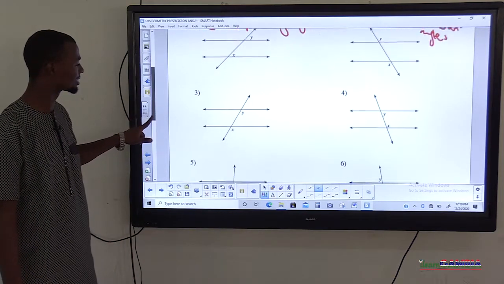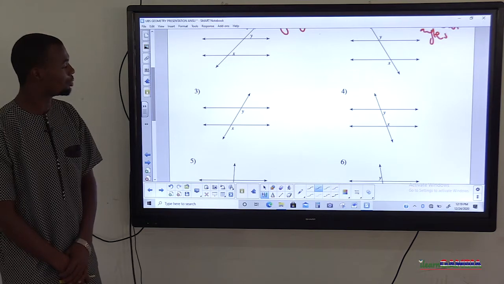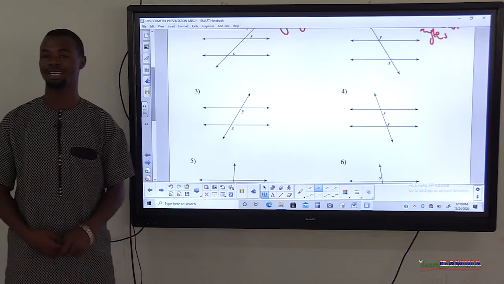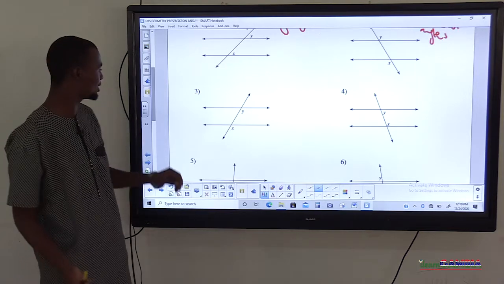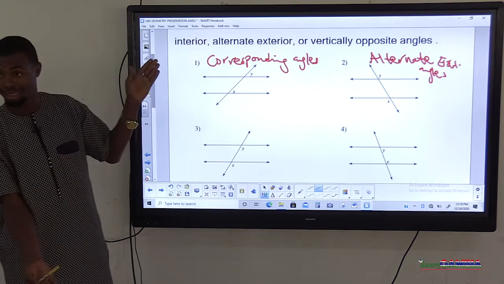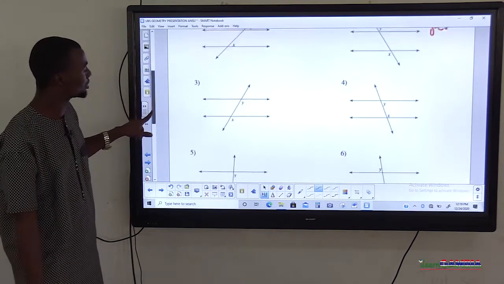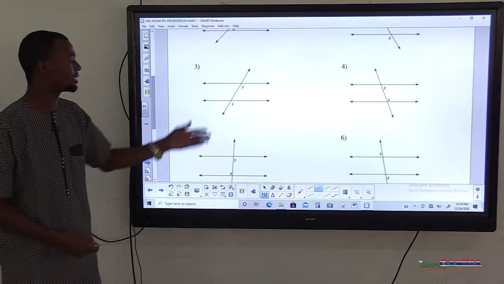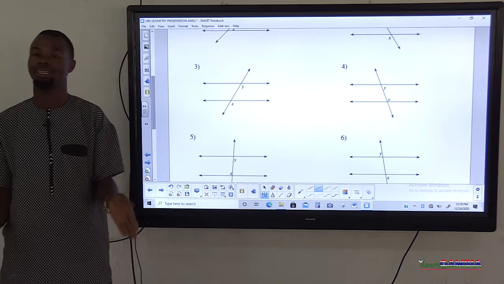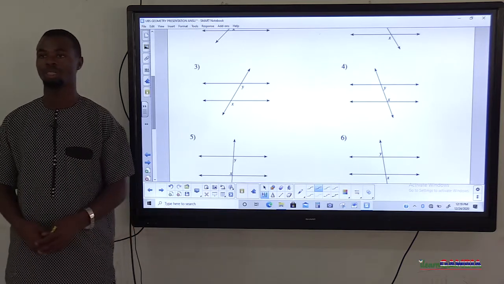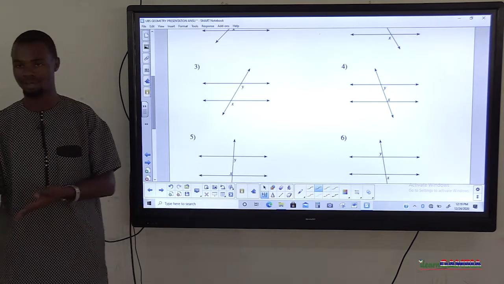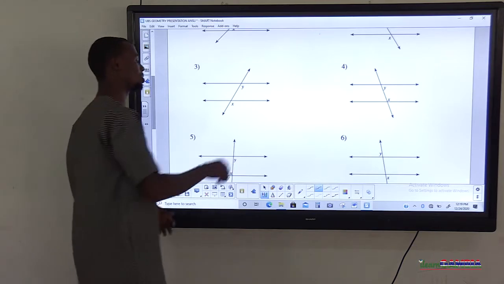We look at number 3. Number 3, you have one interior and one exterior, just like number 1. But now the interior angle is on the top line of the parallel lines and the exterior is down. So one interior, one exterior on the same side, it does not matter how it is put, it's called a corresponding angle. One interior, one exterior, non-adjacent, on the same side of the transversal is called a corresponding angle.